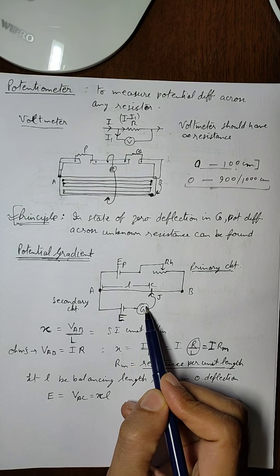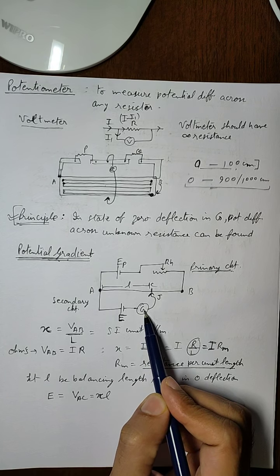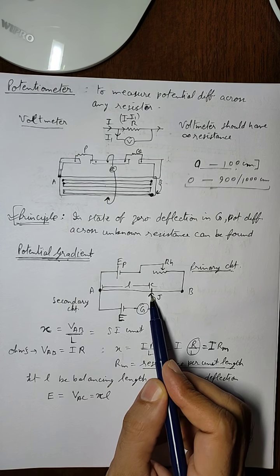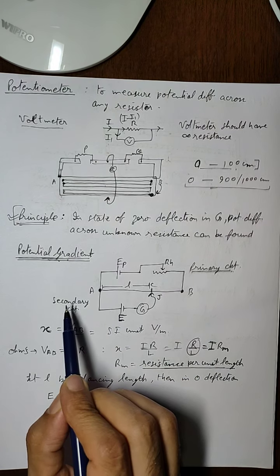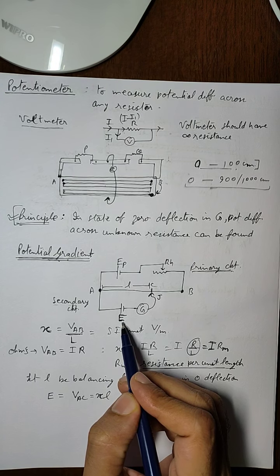The lower part of the potentiometer also has a battery E, which is connected via a galvanometer and a key which is used to find the balancing point. This part of the circuit is called the secondary circuit. So this battery is called the secondary battery.